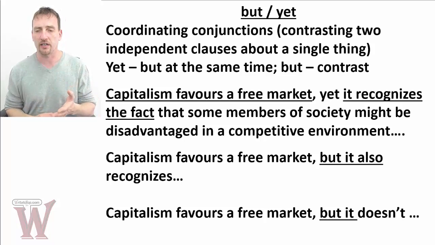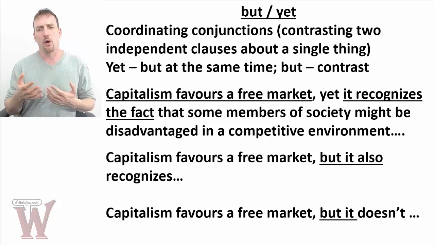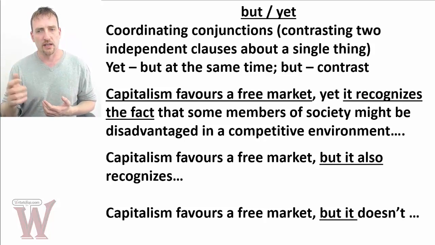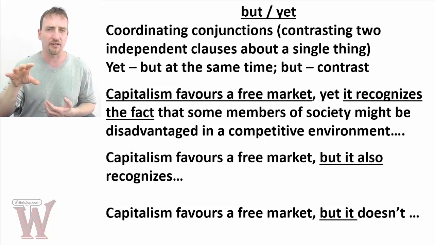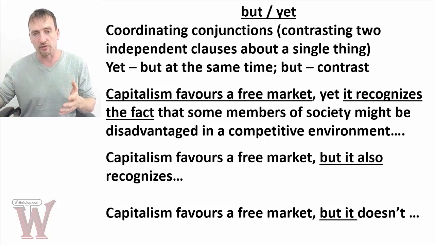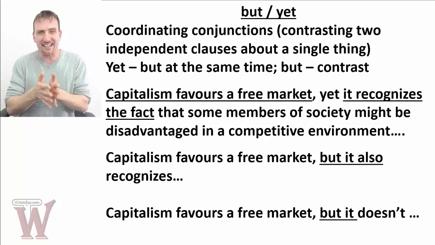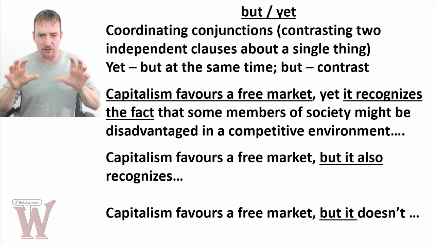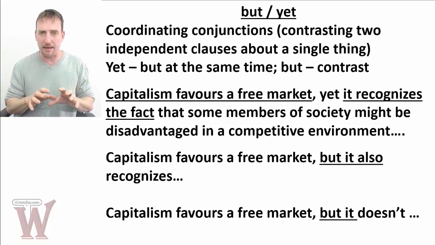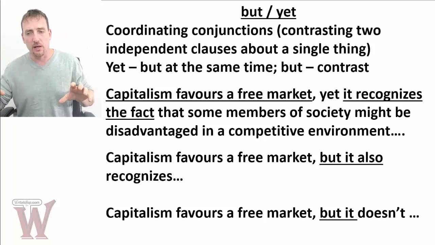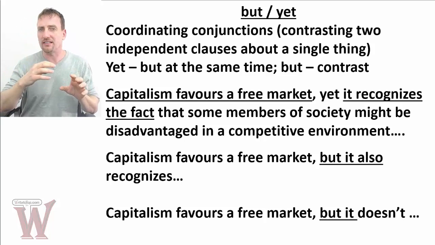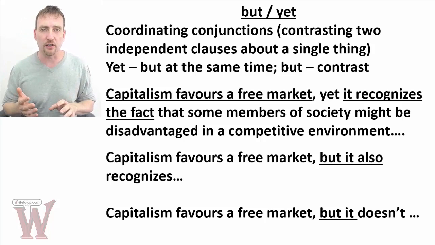Capitalism favors a free market, but it also recognizes. Now, why did I add also? With yet, I didn't need the also because the also is kind of part of the yet. At the same time means also. But here I put but it also. Why? Because I'm actually adding two points. I'm giving you two aspects of capitalism, 1 plus 2. But 2 is in contrast to 1. So I want to add the also.